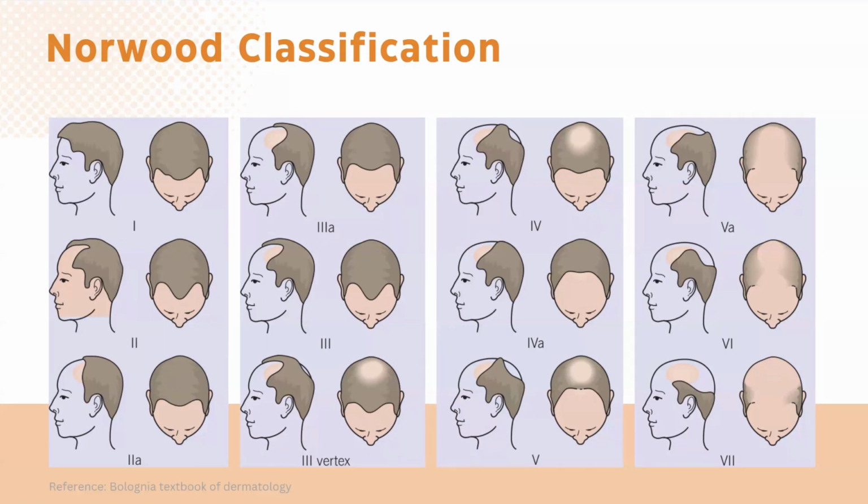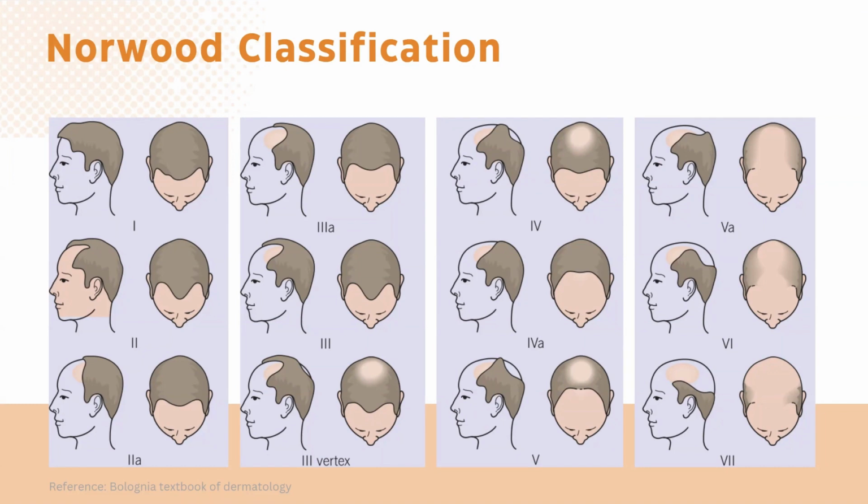Using the Norwood-Hamilton classification is very important in clinical practice. At every visit, we have to document the classification, because this is the only and the simplest tool that guides us with the progression of the disease. Is the patient improving or not?